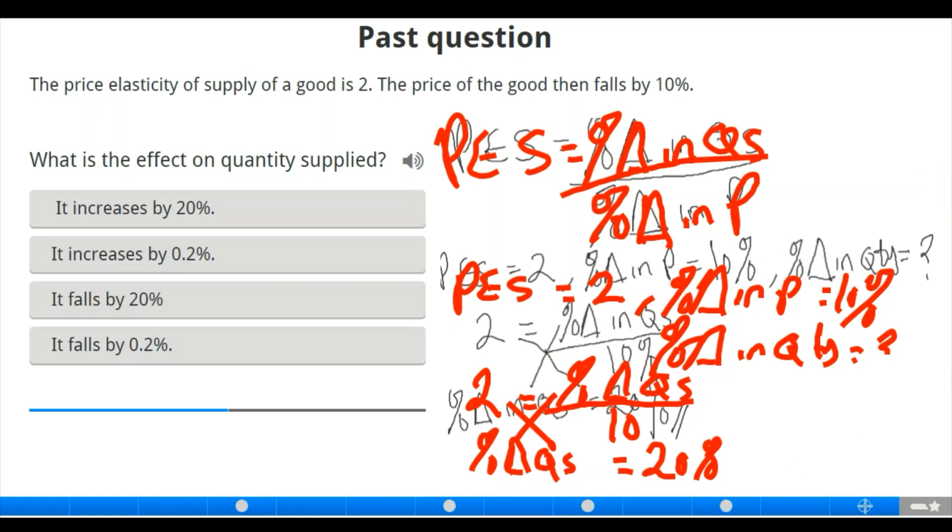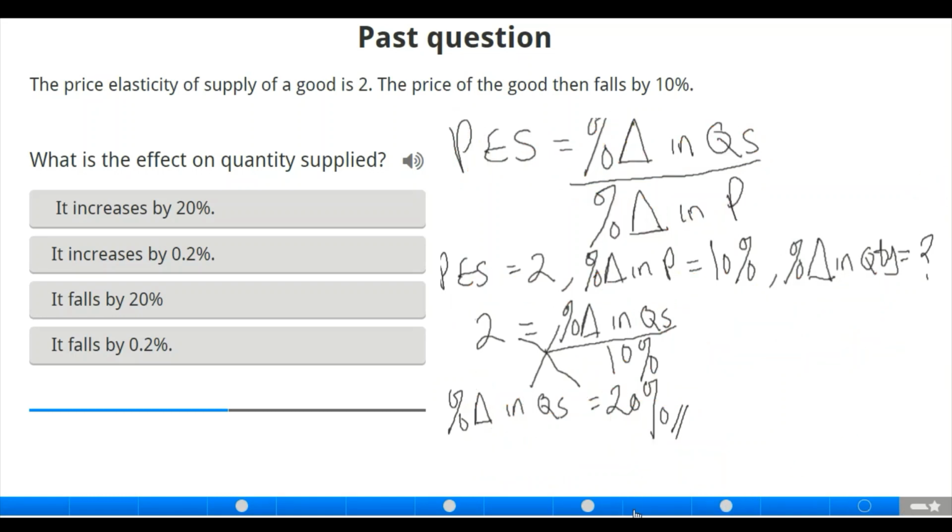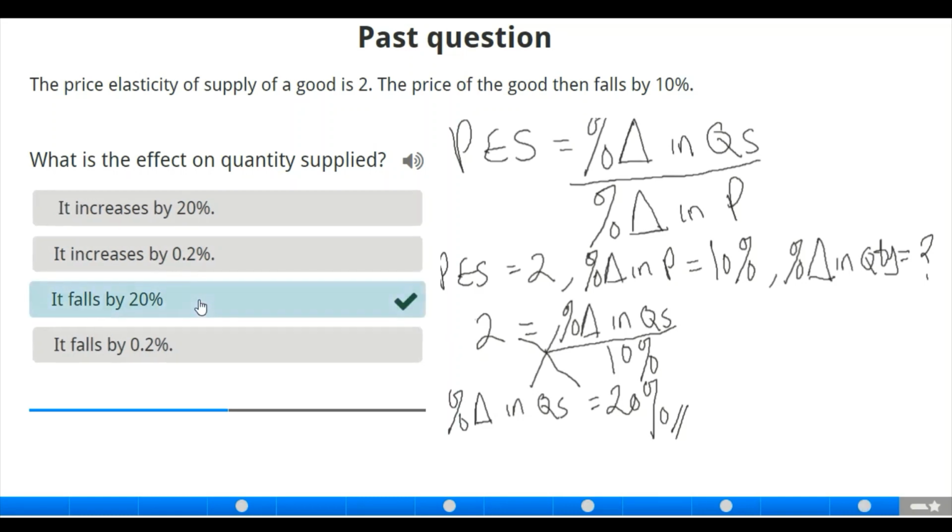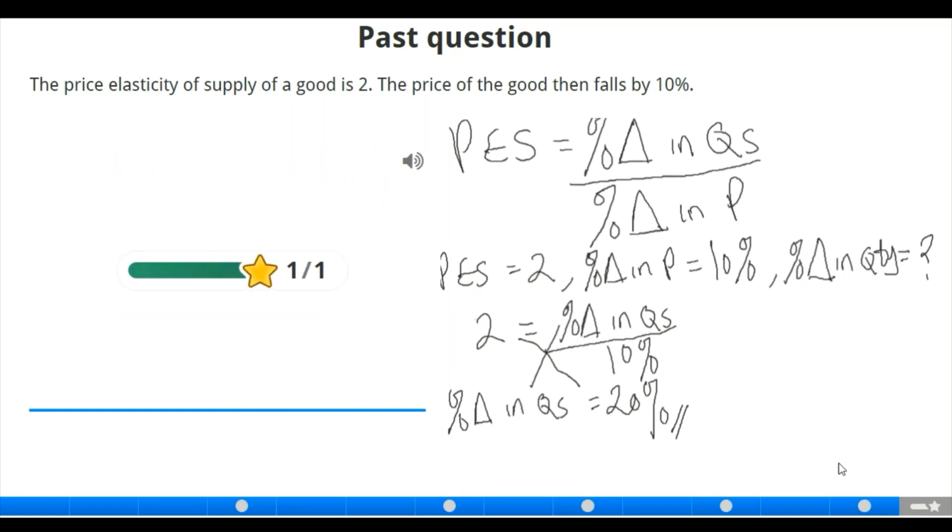If we now move to our options, we have it increased by 20%. No. It increased by 0.2%. No. It fell by 20%. Of course, our answer is 20%. But is it a fall? Of course, it's a fall. A fall by 20%. Now, this will be the end of our class.